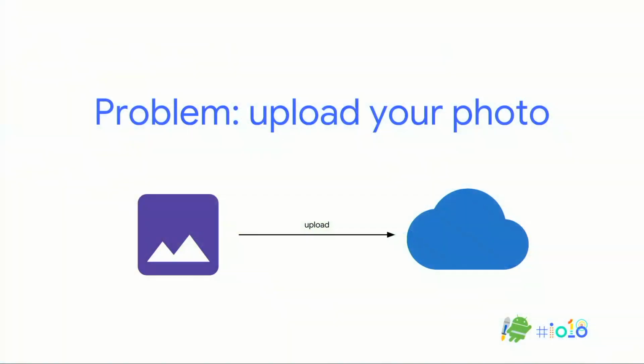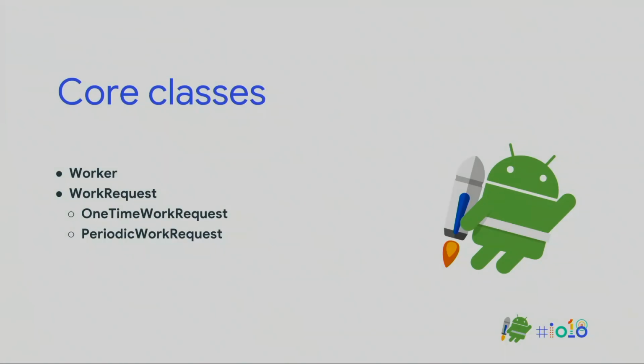So let's talk about a little bit of the basics and talk through the code. I just described the example. I want to upload that photo. So how would I do that using WorkManager? Let's talk about the core classes.